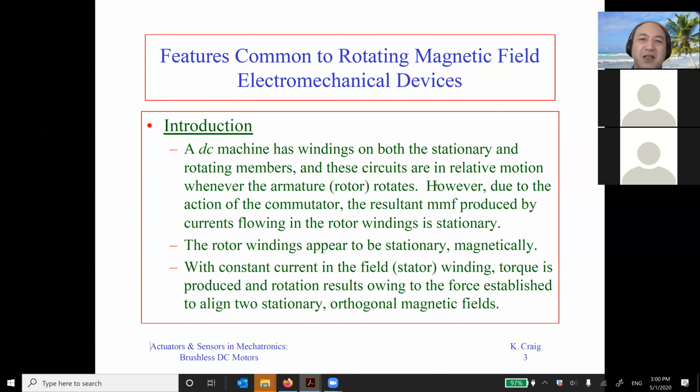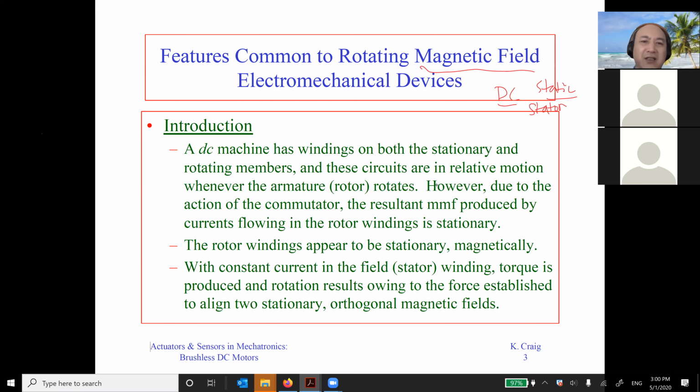Remember in the brushed DC motor, the magnetic field is static, not changing. Therefore, there's something called a stator. Here we also have what they call a stator. However, the windings will have a different arrangement such that the magnetic field that's generated is not static. It is rotating.